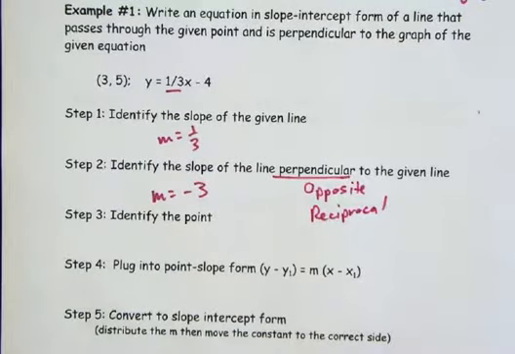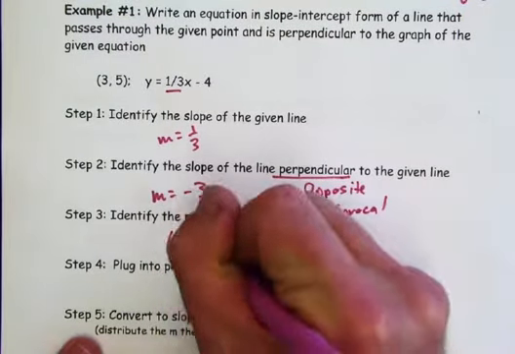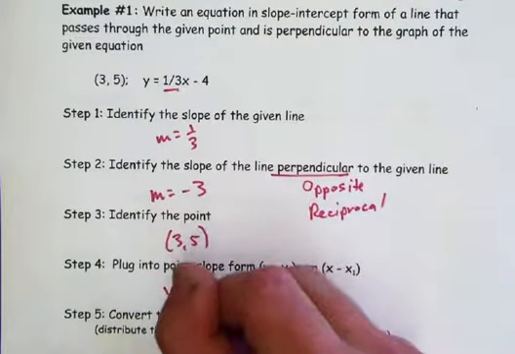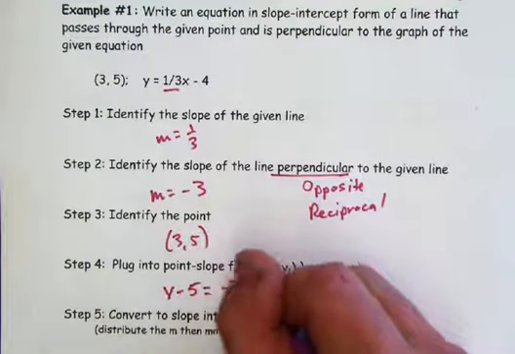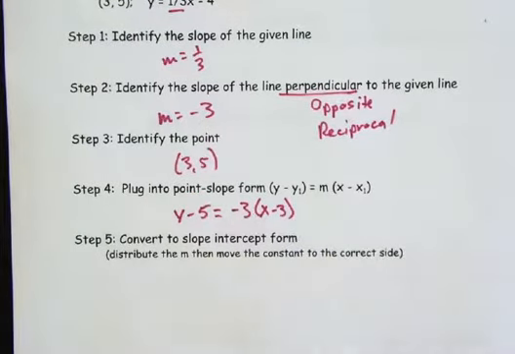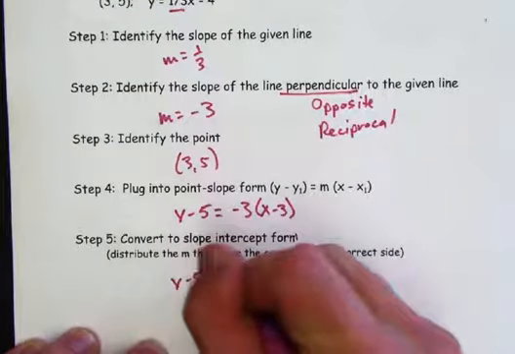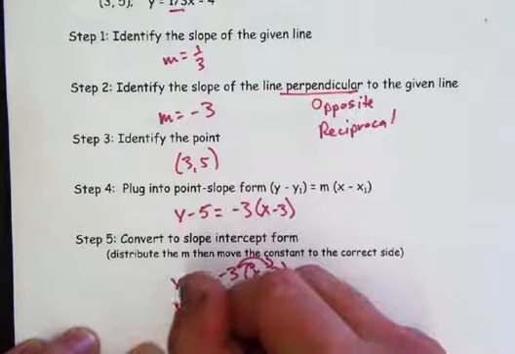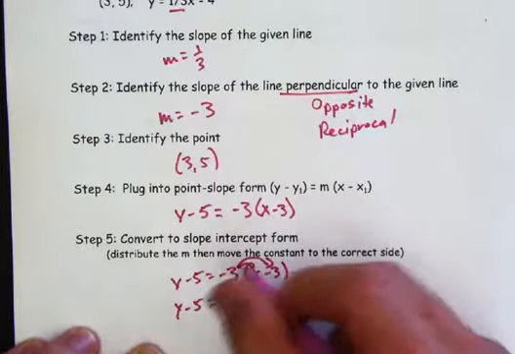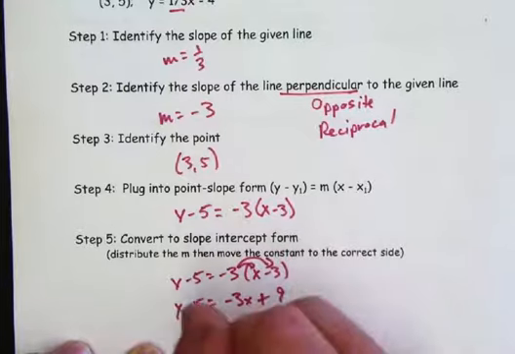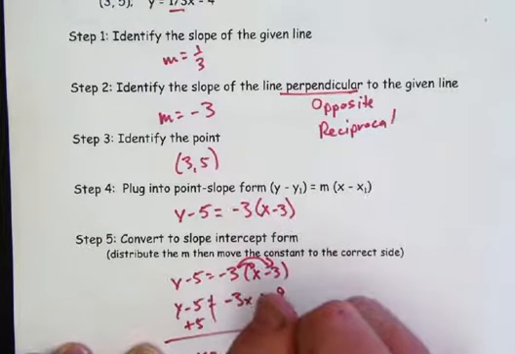Great. Now we're cooking. Identify the point. The point is (3, 5). Let's use point-slope form. y minus y1 equals m times x minus x1. So y minus 5 equals negative 3 times x minus 3. Then we just have to convert it to slope-intercept form. We distribute the slope, then move the constant to the correct side. Distributing, we get y minus 5 equals negative 3x, and negative 3 times negative 3 is positive 9. Add 5 to both sides. We get y equals negative 3x plus 14.